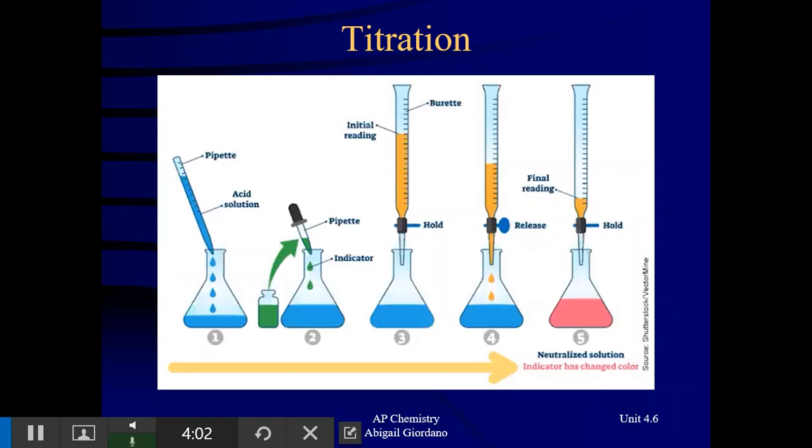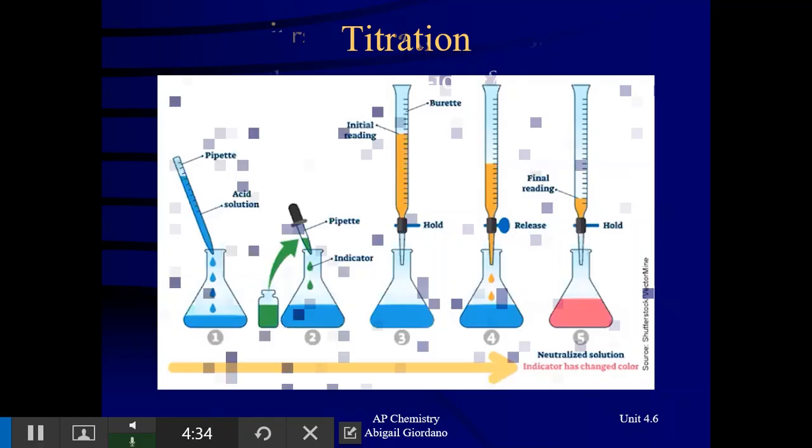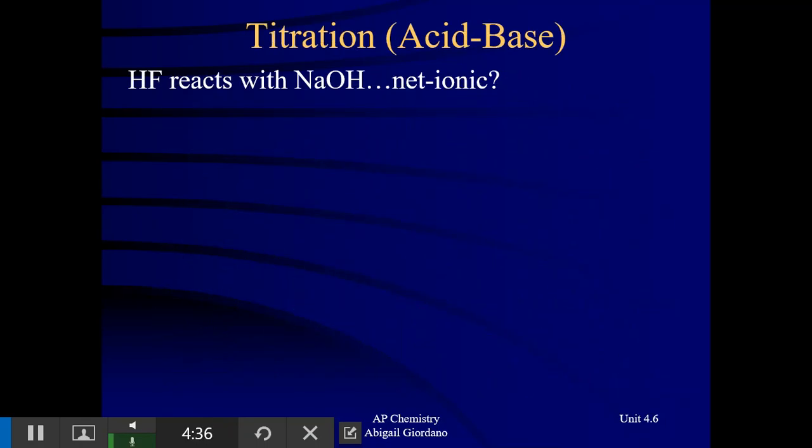And then in step 5, you can see there's been a color change. The indicator has changed color. That's an indication that we've reached the equivalence point. I look at the final reading on the burette, and the difference between the initial and final reading, that's the amount of base or whatever titrant is up there. That is how much it took to reach neutralization. So those are the steps in a typical titration. So let's look at a simple example, and then we'll slightly move up in complexity.